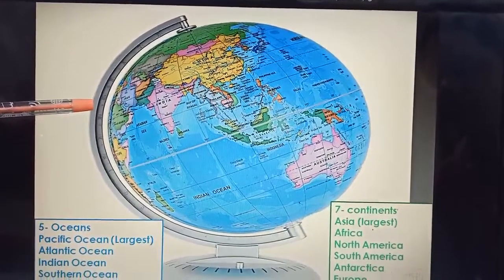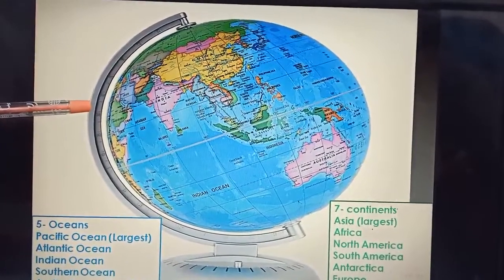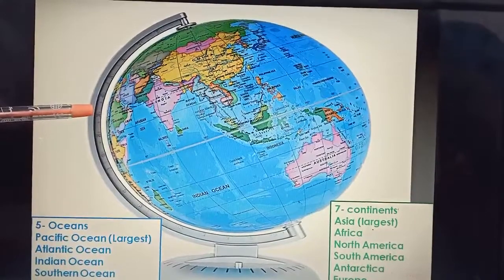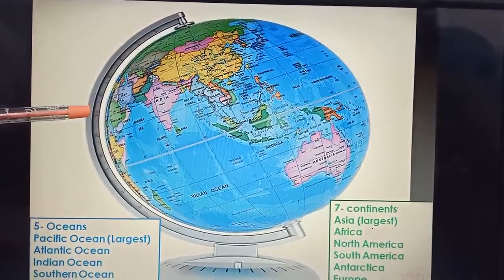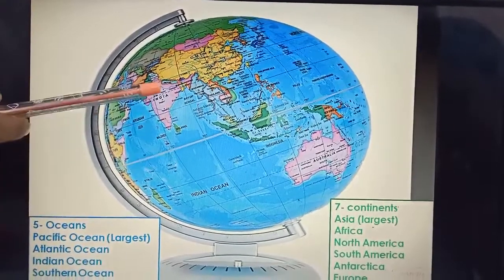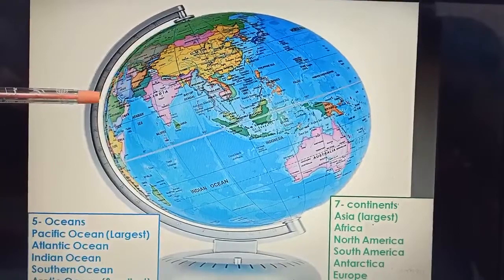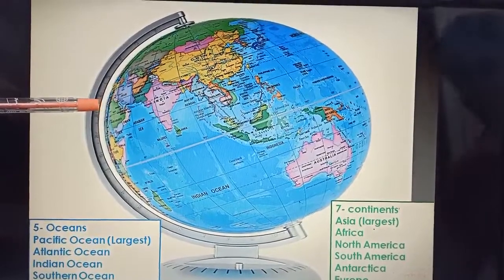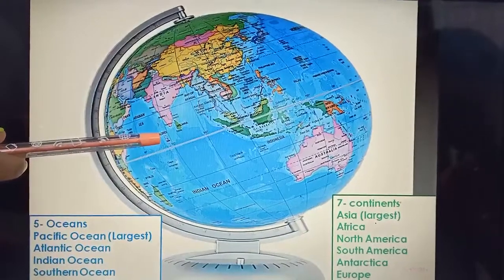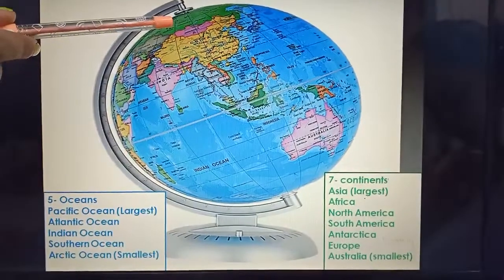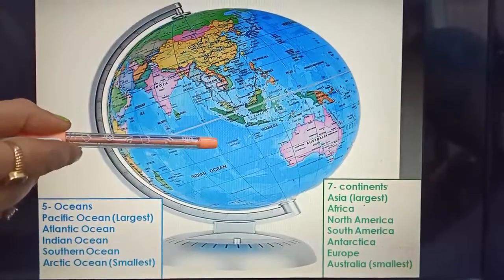Now we'll discuss the topic ocean. Look at this picture. This is a globe. As you can see, blue color, pink color, green color, brown color. So what does each part represent, students? The blue parts in the globe represent oceans. These continents are surrounded by large water bodies.